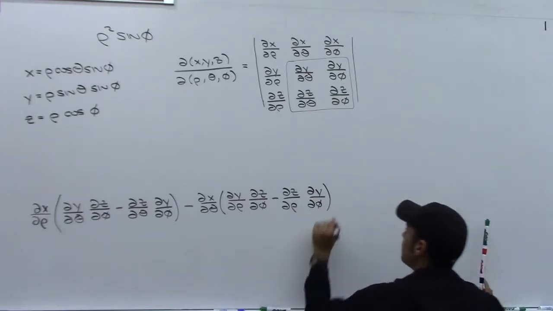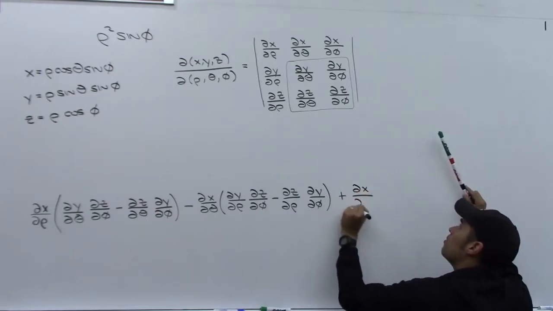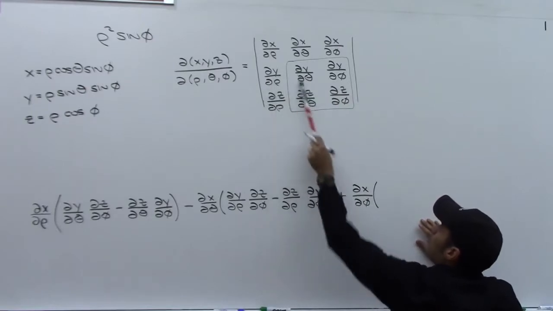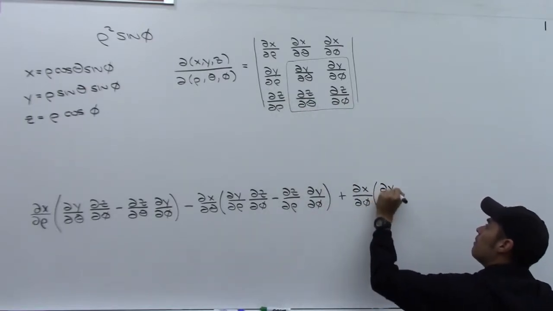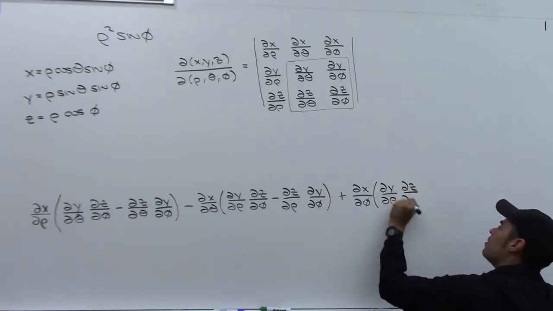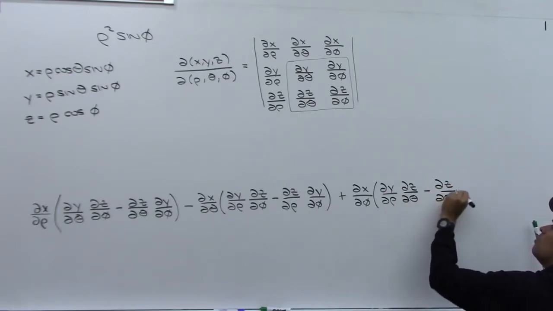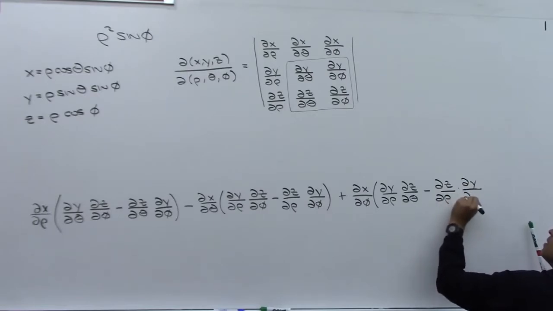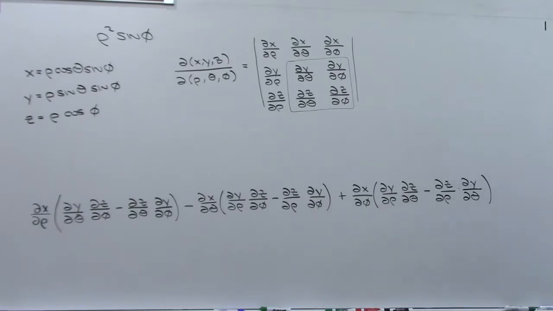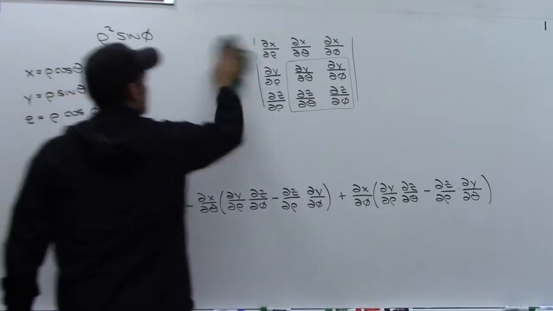Okay, plus this one right here, partial x with respect to phi times the determinant of this little 2 by 2. So partial y with respect to rho, partial z with respect to theta, minus partial z with respect to rho, partial y with respect to theta. Okay, if I could just compute that, I'll have the Jacobian. So that's going to be a mess.